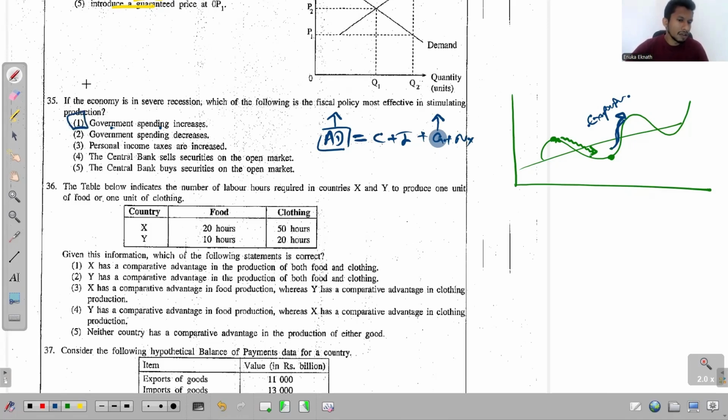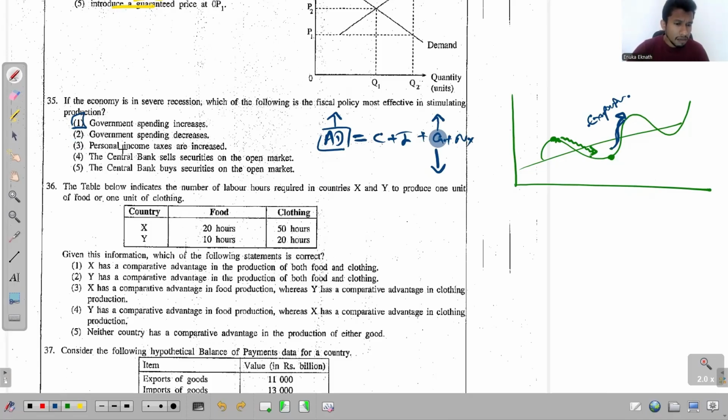But we will go through the other options as well. The second one, government spending decreases. So it will worsen the recession, right? It will worsen the recession. Government spending reduces, so the aggregate demand further reduces. So the recession will continue. So that is what will happen.